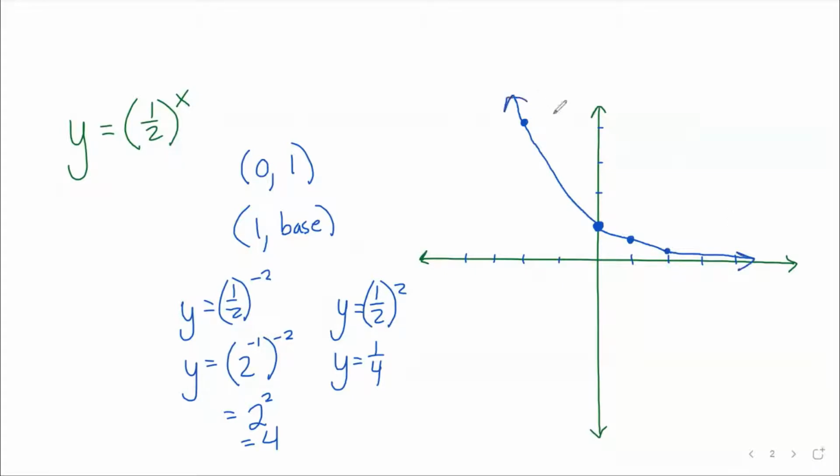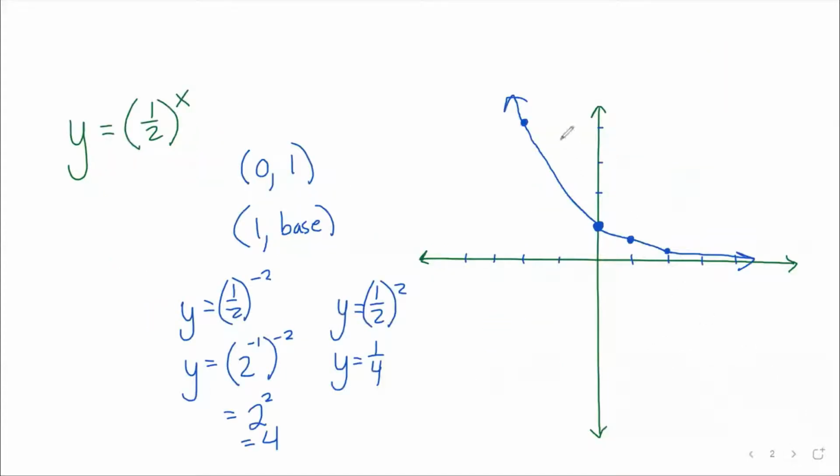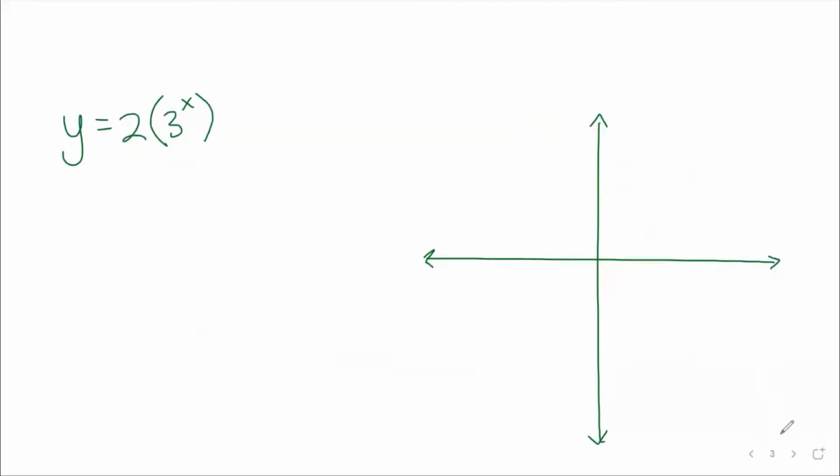So it actually is high on the left and low on the right. So in terms that we've talked about before, this is like exponential growth because our multiplier, our base, is bigger than 1. This is exponential decay because our base, or our multiplier, is less than 1. Okay, so there's a couple of basic exponential graphs. Let's keep this going a little bit.